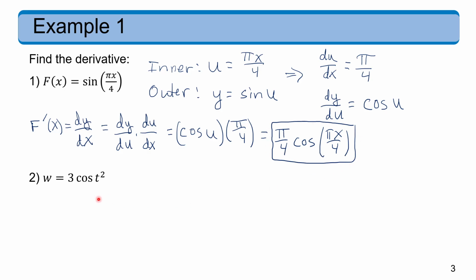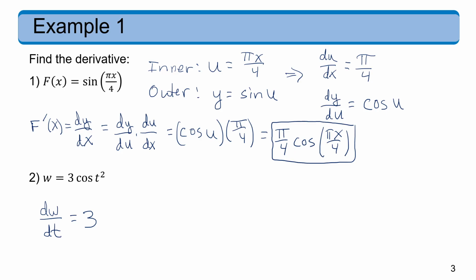Okay, let's do the second one. Let's see if we can do this one using the shorter method. So first of all, let's make sure we get the correct notation. So here w is given as a function of t, so that means the derivative notation would be dw dt. Now we have a constant times a function, and we've already seen the rule that says you can just carry along that constant.